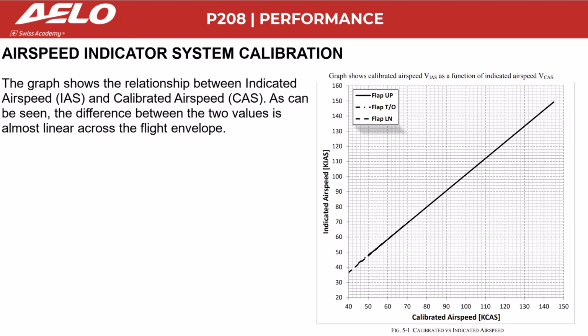The graph shows the relationship between indicated airspeed, IAS, and calibrated airspeed, CAS. As can be seen, the difference between the two values is almost linear across the flight envelope. Note: indicated airspeed assumes zero instrument error.